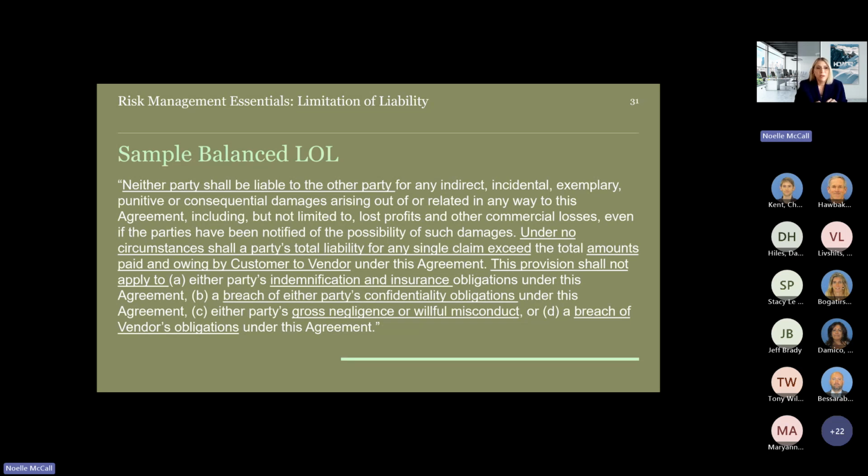This provision shall not apply to either party's indemnification and insurance obligations under this agreement, a breach of either party's confidentiality obligations under this agreement, either party's gross negligence or willful, intentional misconduct, or 4, a breach of vendor's obligations under this agreement. So you can see how with the underlined wording, we're bringing this in and making it more fair and balanced, better for both parties.